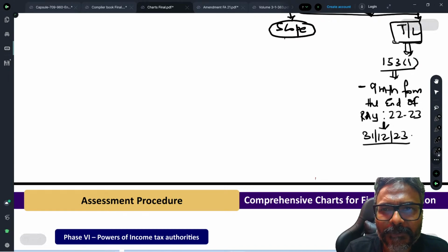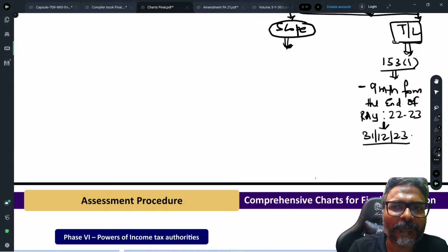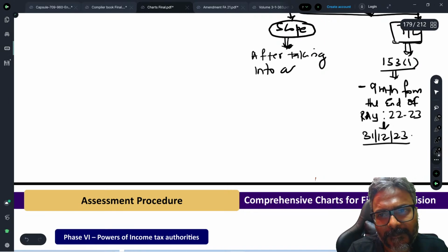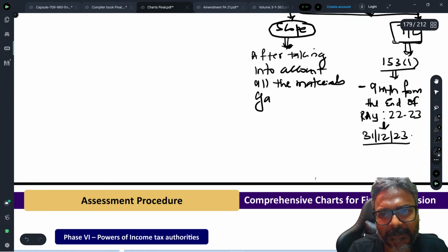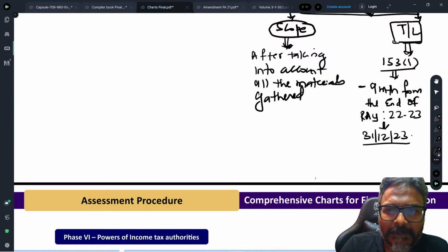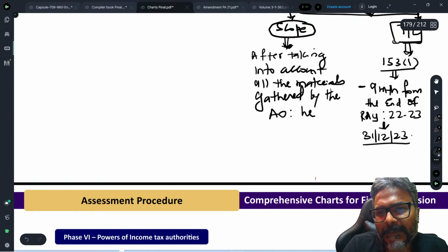How about the scope, students, in this case? So far as the scope is concerned, what we all say is, after taking into account all the materials gathered by the AO, he shall pass the order. He shall pass the order.